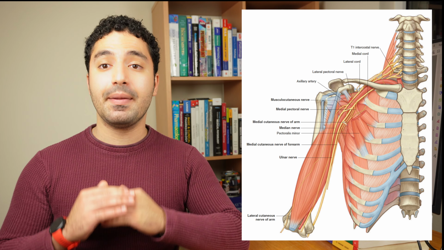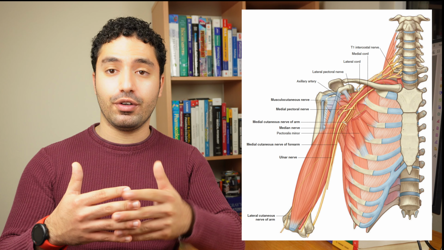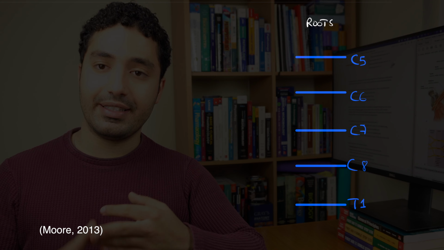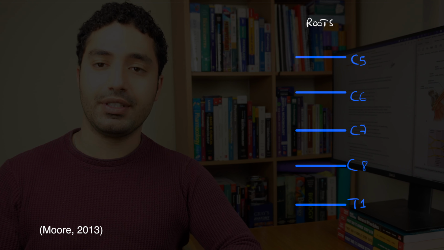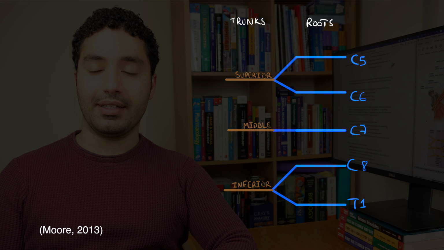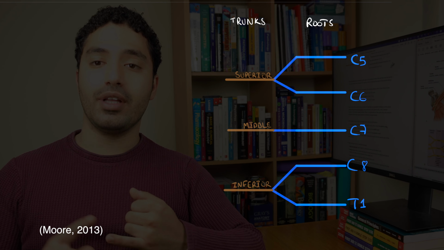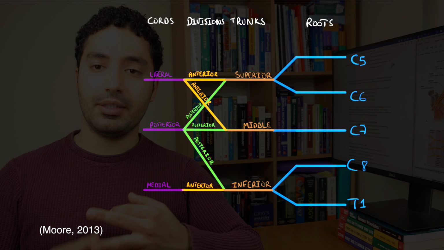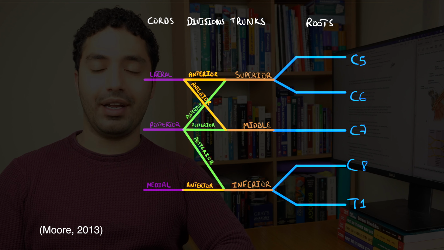The brachial plexus is a major network of interjoining nerves that pass from the neck to the upper arm. The roots of the brachial plexus are the anterior rami of C5, C6, C7, C8, and T1 nerves. These then unite to form the superior and the middle and the inferior trunks of the brachial plexus, each of which then divides into the anterior and the posterior divisions. These divisions then form the lateral and the posterior and the medial cords of the brachial plexus.